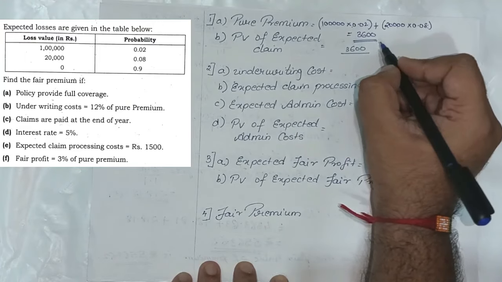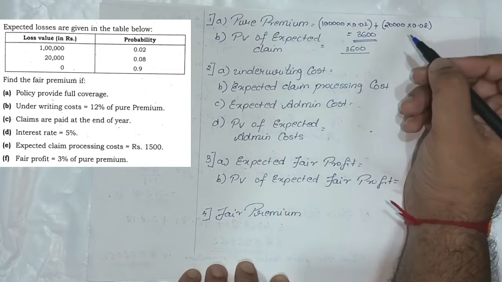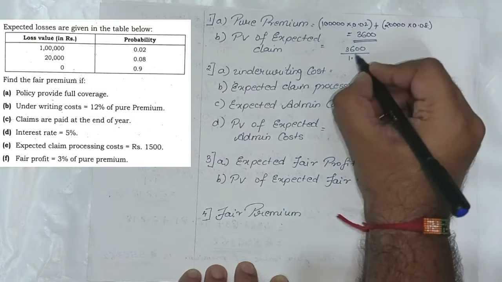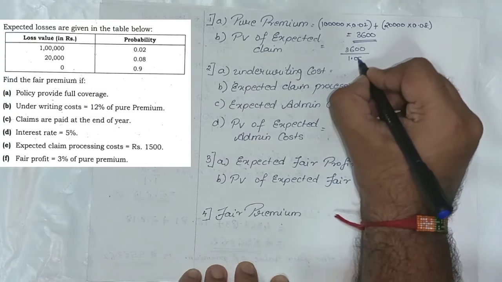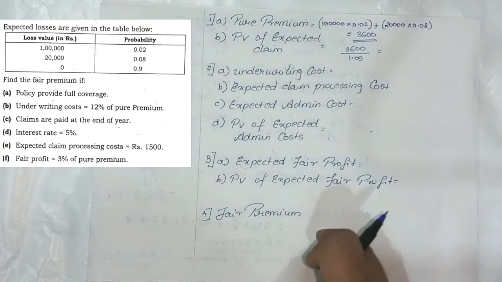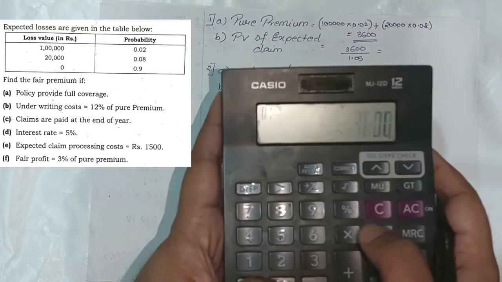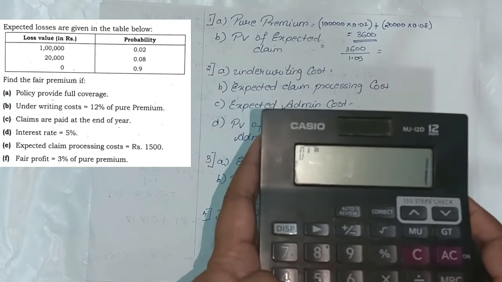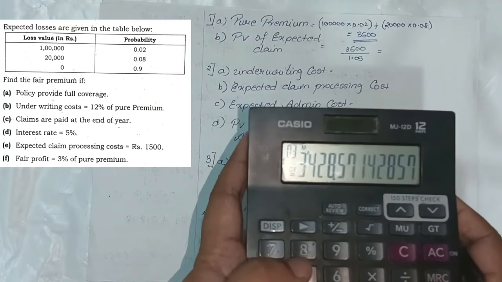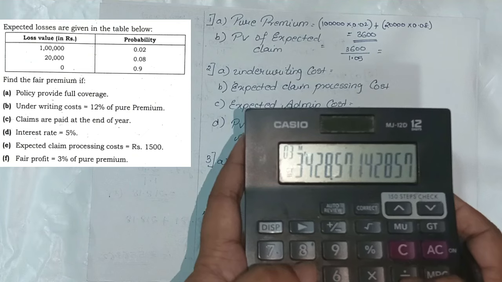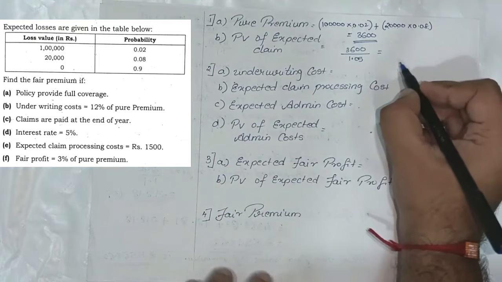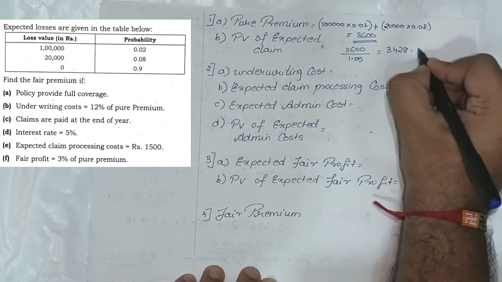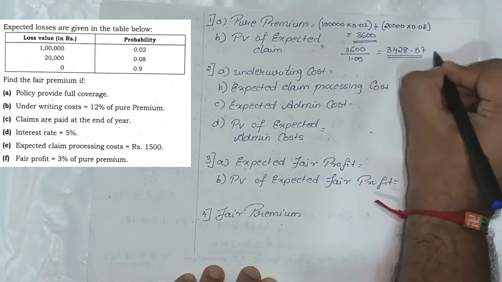So PV of expected claim will be 3,600 divided by 1 plus interest. Now interest given in the question is 5%. If you look carefully at adjustment number D, interest is 5%, so it will become 1 plus 0.05, so 1.05. So when we divide 3,600 by 1.05, we get the answer as 3,428.57. So we'll note down 3,428.57. That's the first value.